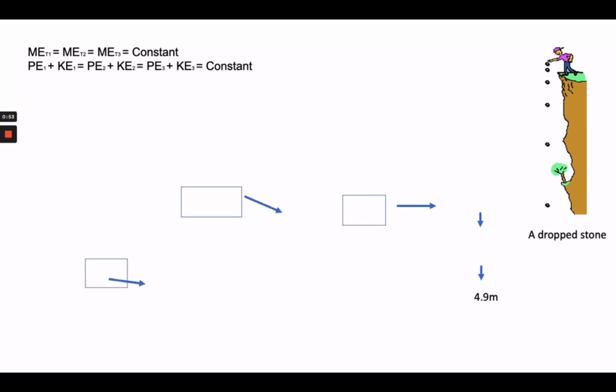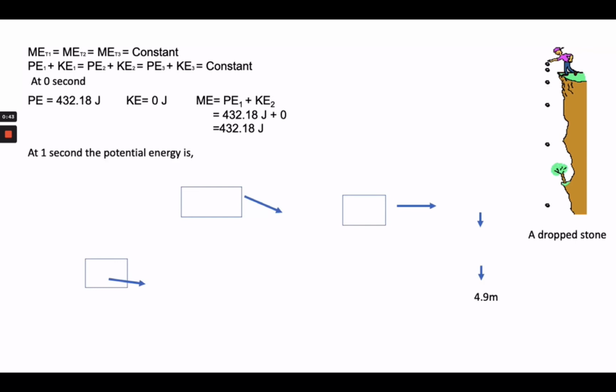Now, for our second scenario for our problem, it will be at 1 second. Okay? So again, earlier we were able to solve the problem at 0 seconds. This is our potential energy value, kinetic energy, and this is our mechanical energy total. Now, at 1 second, the potential energy is what? What happened after 1 second?